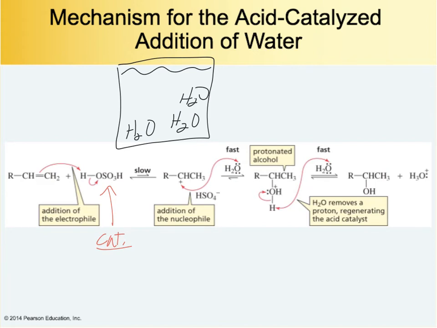So the last step, this H+ falls off. And of course, H+ and H3O+ are the same, so don't confuse those two. H+ and H3O+ are the same. So now we've made, instead of an alkyl halide, an alcohol.